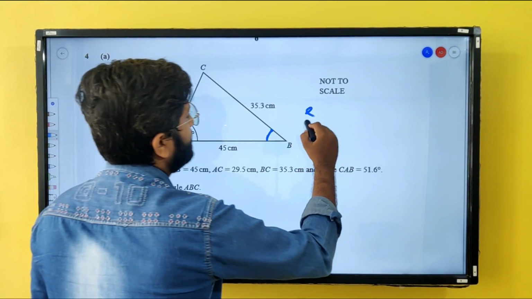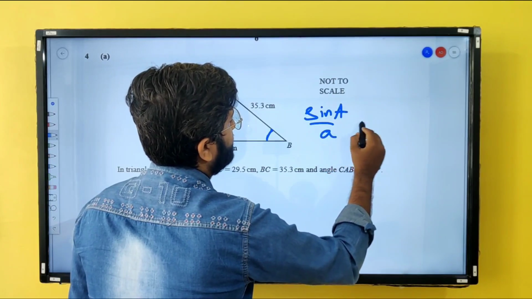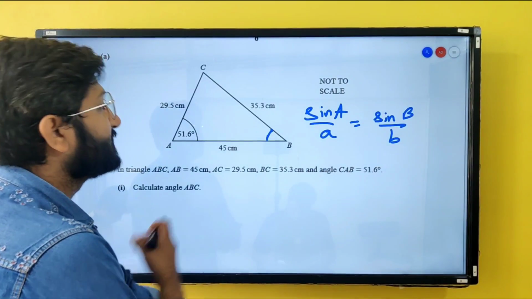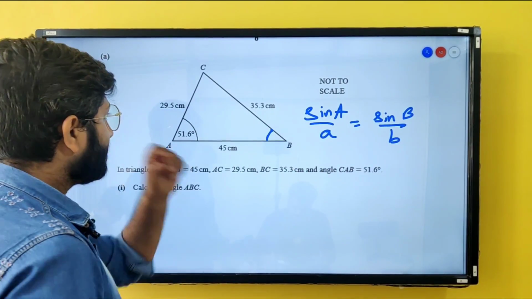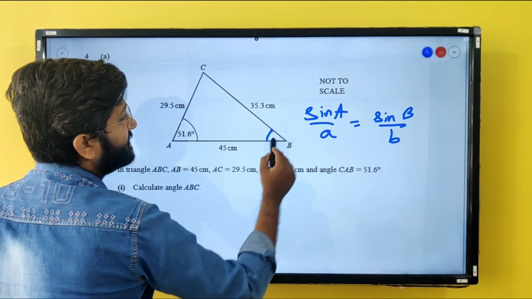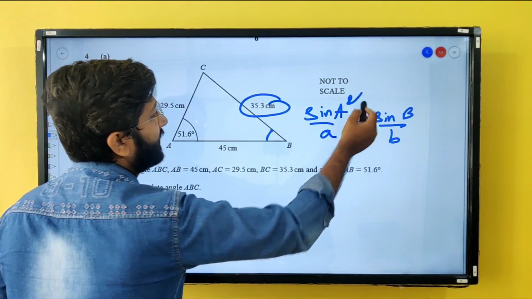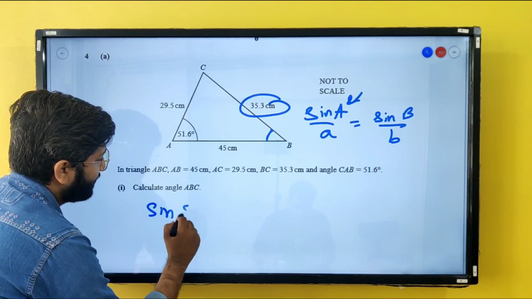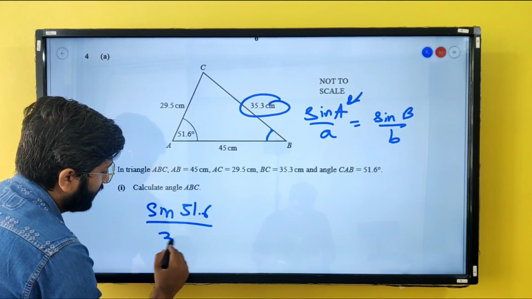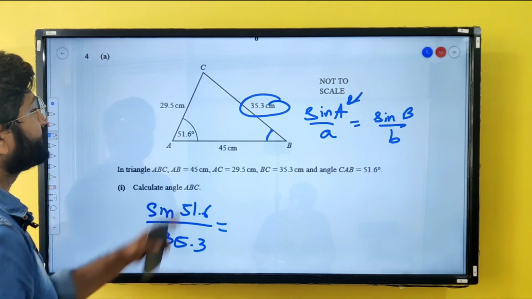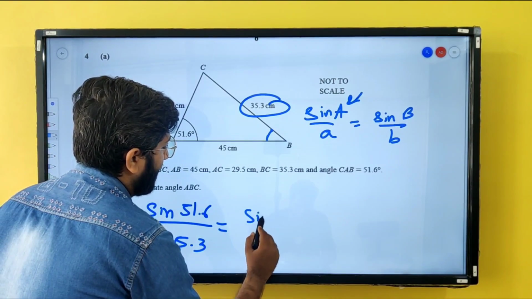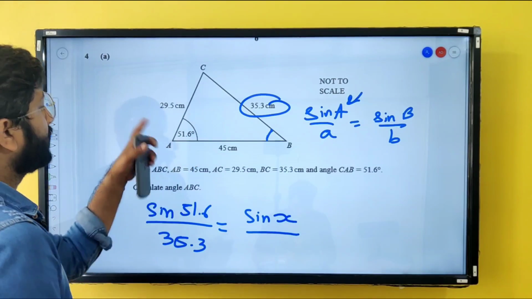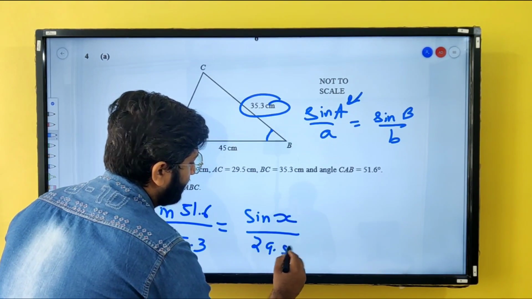We know sin A by a equals sin B by b equals sin C by c. Now a is the side and this capital A is the angle opposite to this side. So we have sin 51.6 upon 35.3 equals sin of angle ABC. I am writing angle ABC as x. Sin x upon 29.5.